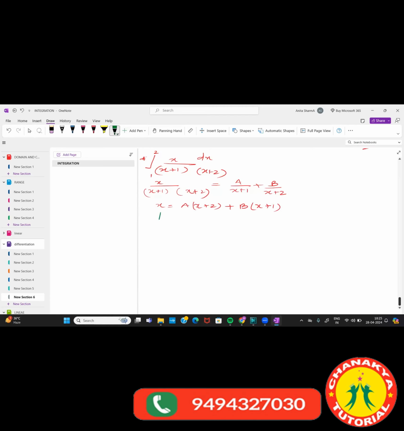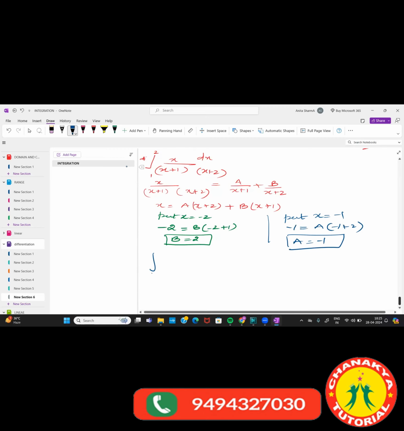So now put x is equal to minus 2. Then it will be minus 2 is equal to b into (minus 2 plus 1). Then the value of b will be 2. You got the same value? Yes, ma'am, I got 2. Okay. Now put x is equal to minus 1. Then minus 1 will be a into (minus 1 plus 2). Then the value of a will be minus 1, beta.